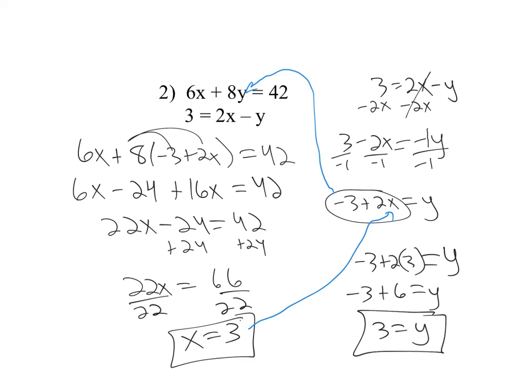In this case, I find that my point is located at 3, 3. So the x value would be 3 and the y value would be 3. If you want to check it, you can plug in those x and y values back into each of these equations to make sure that they were correct.